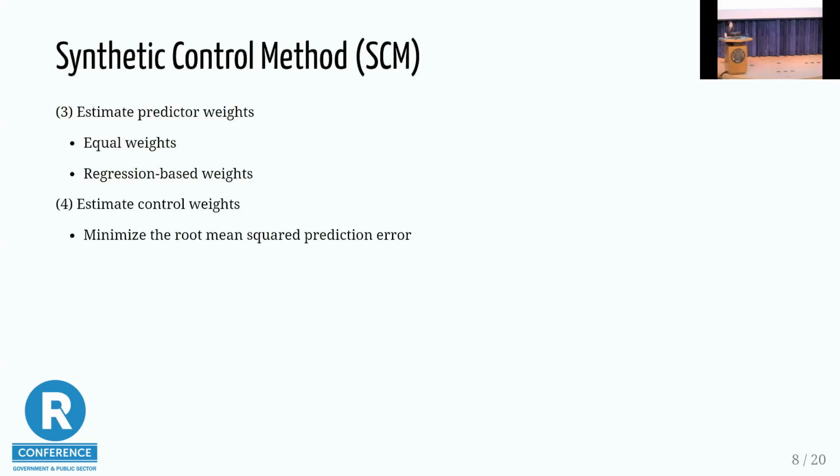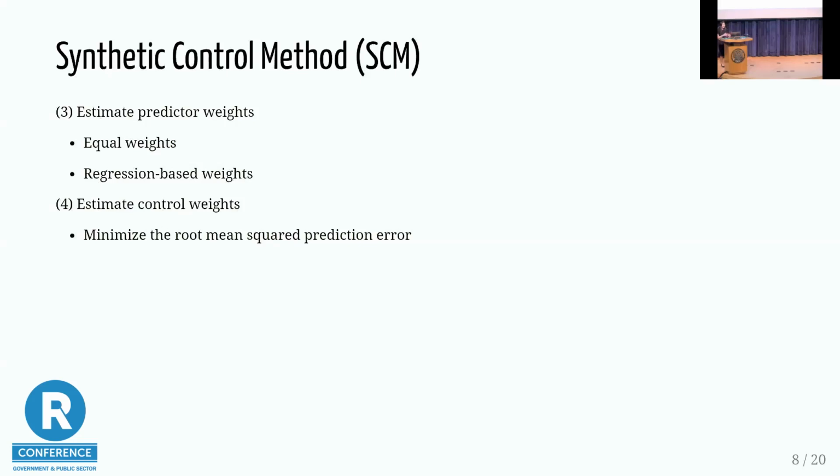And then finally, once you have the predictor weights, you can put them into the optimization problem, and what it does is it minimizes the root mean squared error. You try to minimize the root mean squared prediction error, and whichever set of predictor weights gives you the least RMSE will give you the final control city weights that then go into your weighted average to get your synthetic control series or the counterfactual.